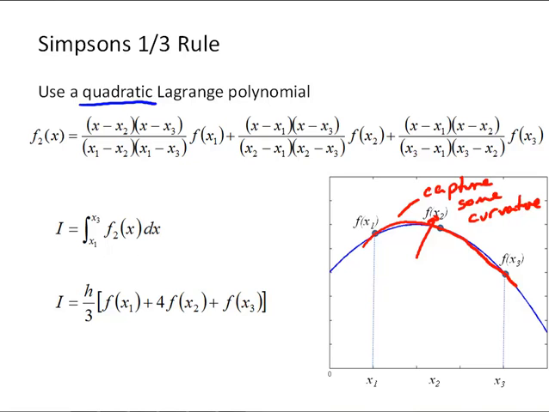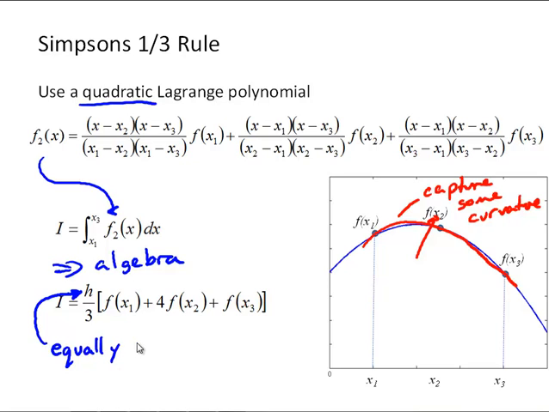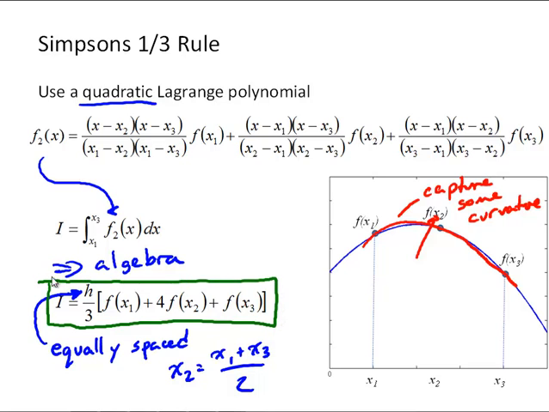So we'll plug this f2 in here, and we'll just say here's some algebra after we do the integration, and simplify and assume that it's equally spaced. In other words, x2 is halfway between x1 and x3. We end up with a final result for Simpson's 1/3 rule, and the reason it's called Simpson's 1/3 rule is because of this 3 right here.